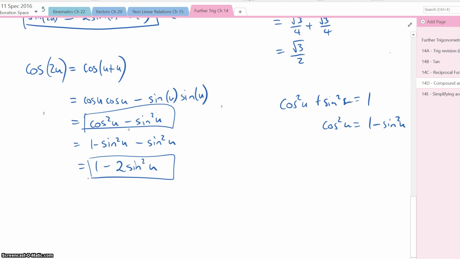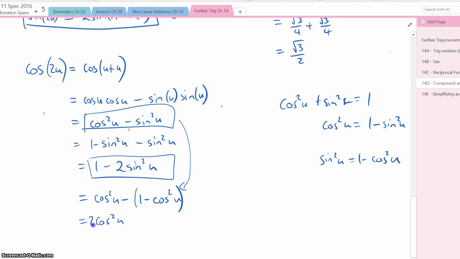Or you could do the other way around. You could make it sine squared u is equal to 1 minus cos squared u. And going back up to this one again, I drag that one down, I get cos squared u minus 1 minus cos squared u. And that ends up being 2 cos squared u minus 1. It's another formula that can work as well.